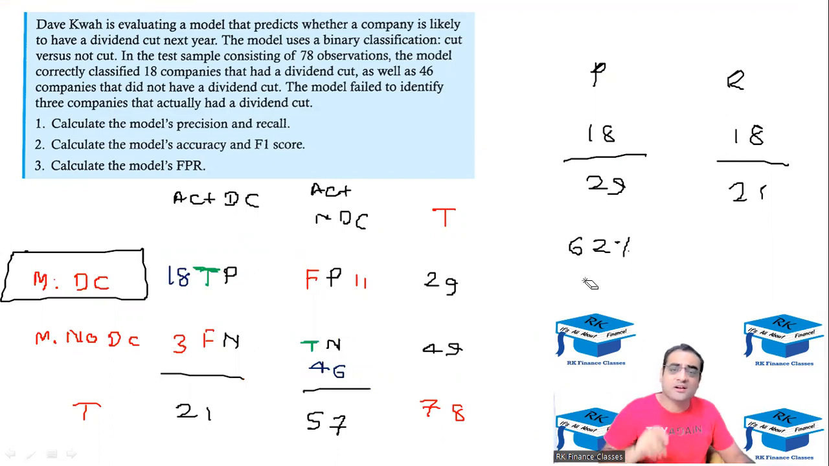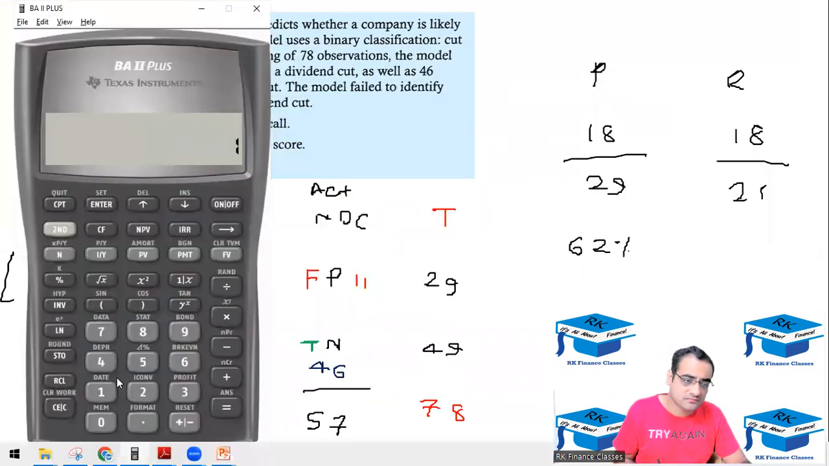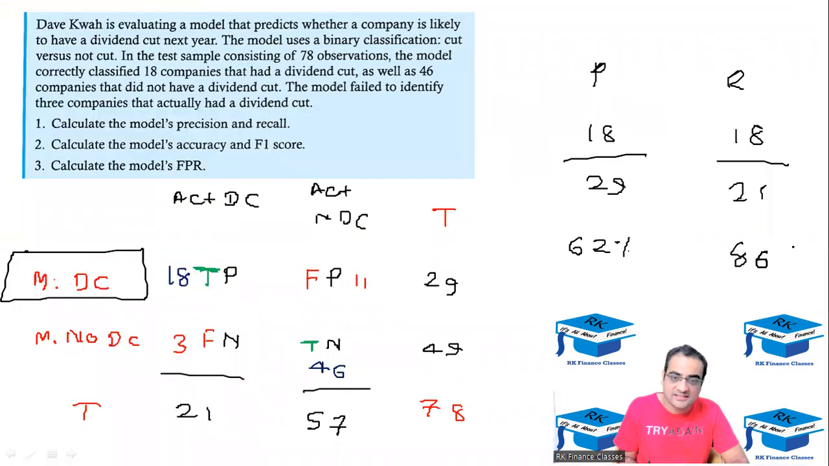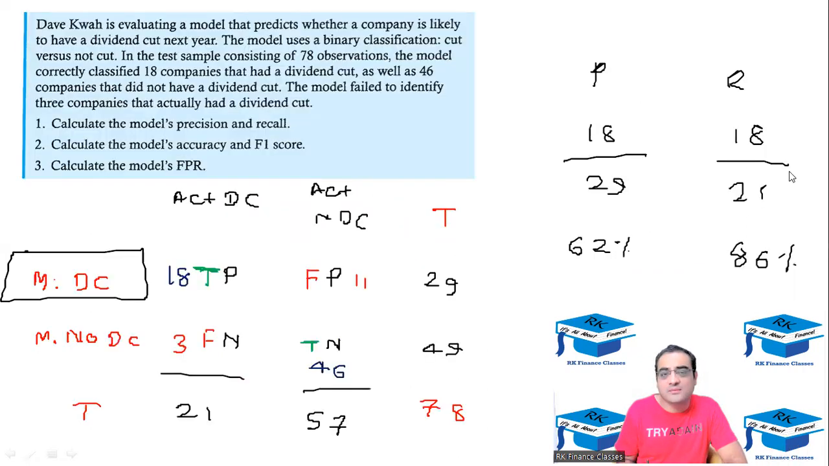Okay, let's calculate recall: 18 upon 21, 18 divided by 21. So recall is going to be some 85, 86%. In the exam, don't round off this much, obviously. And then there is F1 score, which is like a geometric mean of these. If you take the normal arithmetic mean, it will come somewhere around the F1.